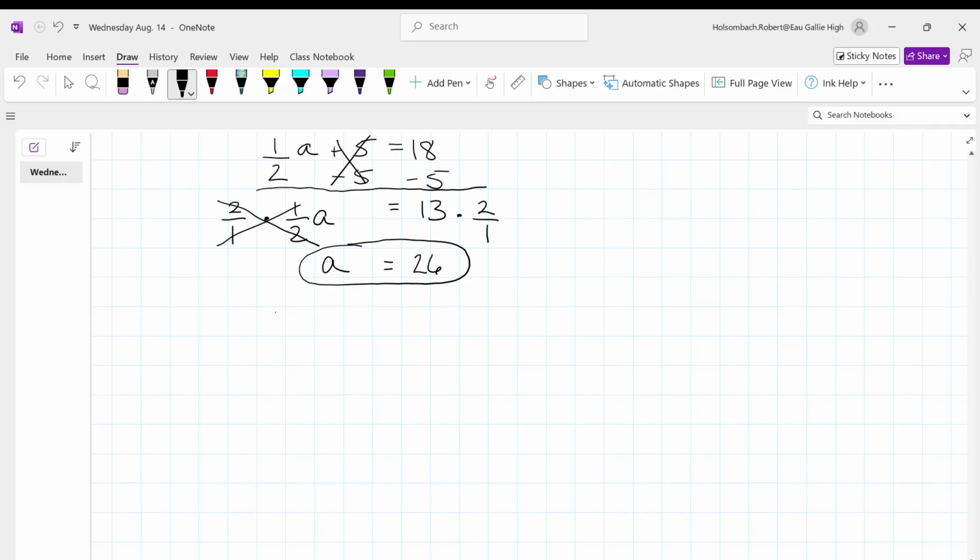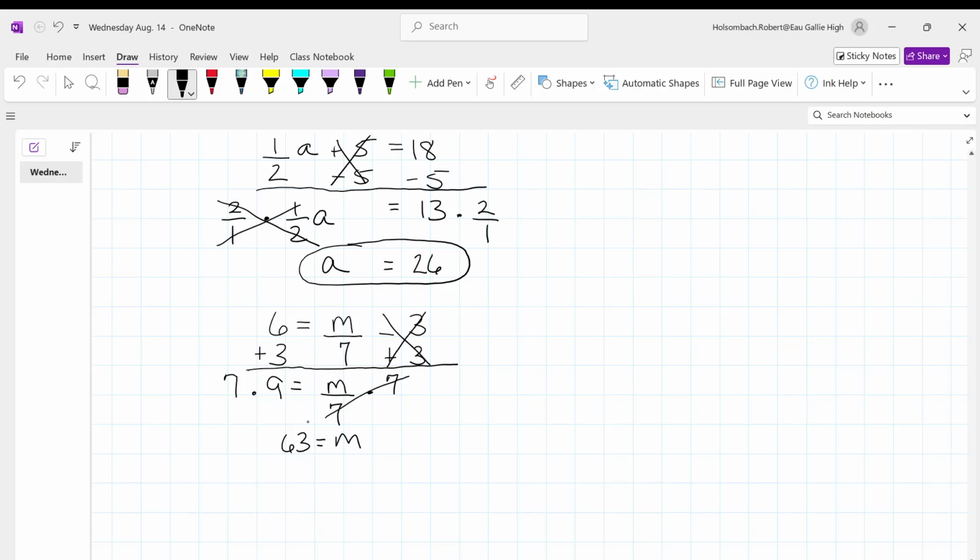Let's look at 6 = m/7 - 3. In this case, we're going to add 3 to each side. So then 9 is equal to m/7, because the minus 3 and plus 3 cancel out. Our m is being divided by 7, so we're going to multiply both sides by 7. Seven times 9 is 63. m/7 times 7, the two 7's cancel, so the m falls down. And m is equal to 63.